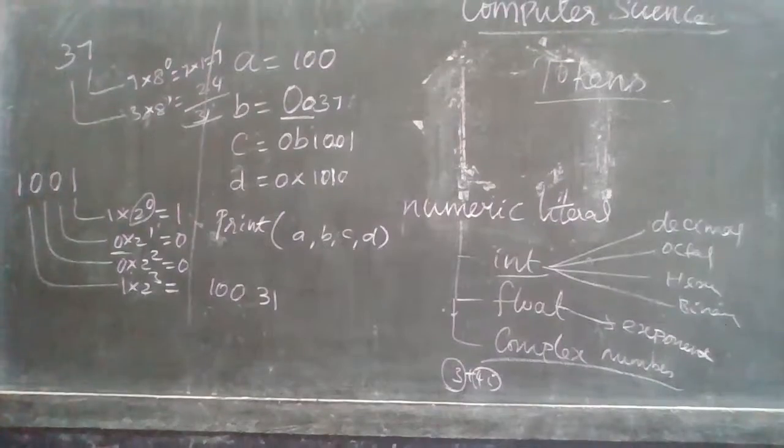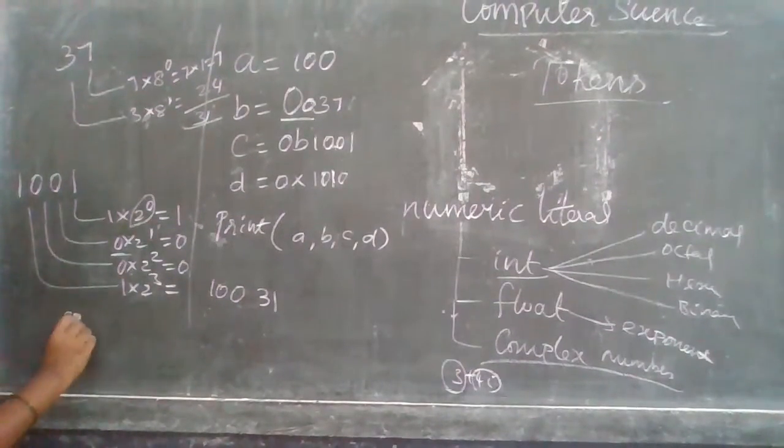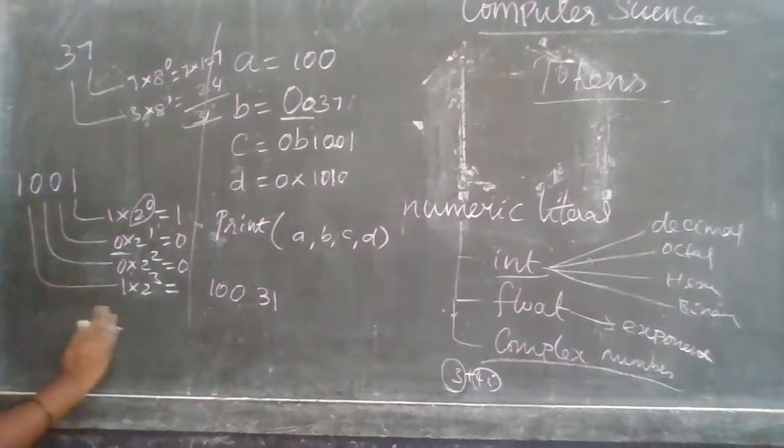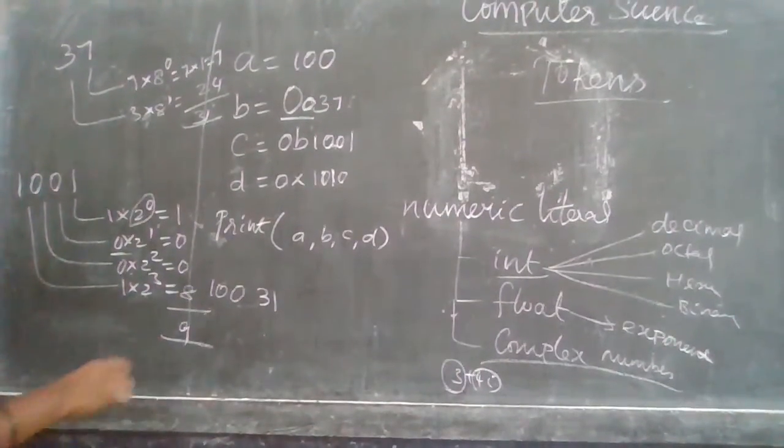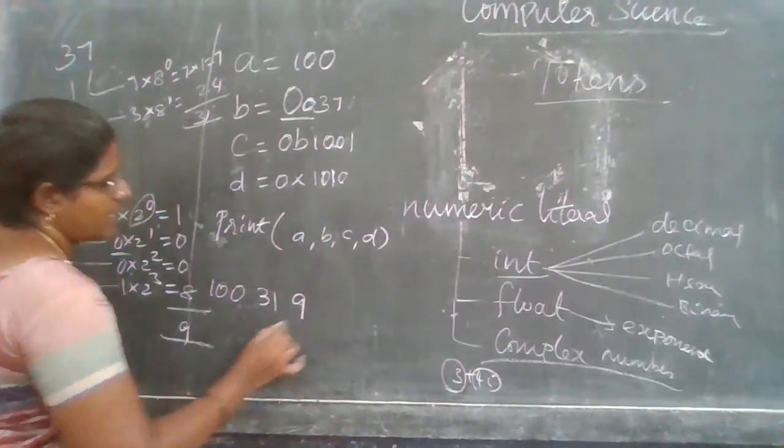2 power 3 means 2 into 2 into 2. So 2 into 2 is 4, 4 into 2 is 8. So 8 plus 1 is 9. So the value of C, 9, is displayed on the screen.